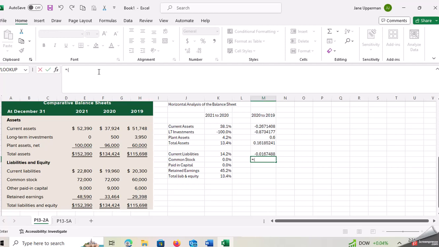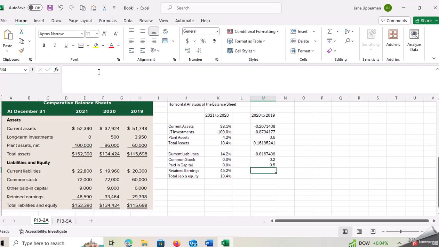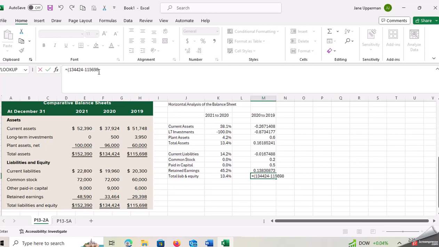Then our common stock, 72,000 minus 60,000. Then divide that by 60,000. And then our paid in capital, 9,000 minus 6,000 divided by 6,000. And then our retained earnings, 33,464 minus 29,398 divided by 29,398. And then finally, our 134,424 minus the 115,698 divided by the 115,698.